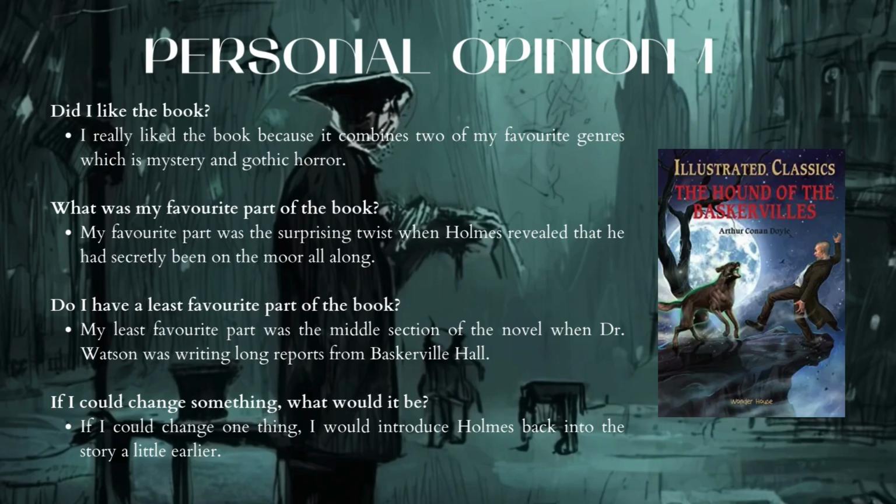I also have my favorite part of this book, which is the surprising twist when Sherlock Holmes revealed that he had secretly been on the moor all along. At first, we believed he had left everything to Dr. Watson, but then it's revealed that Sherlock Holmes had been silently observing the case from the shadows. That moment was satisfying because it showed Holmes' clever strategy and reminded us why he's such a brilliant detective. It was a dramatic and powerful turning point in the story.